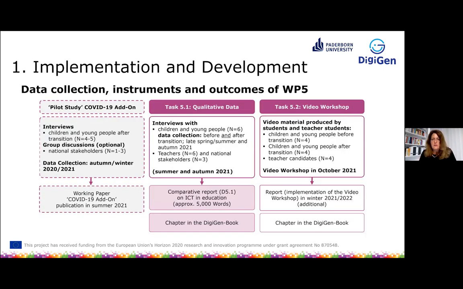When you have a look at what we are doing in this work package 5, you see that we originally planned for two tasks, task 5.1 and task 5.2. 5.1 is maybe the heart of work package 5, which is about collecting qualitative data before children and young people go through a formal transition in their school times. So for example, in Germany, we are now in the period of collecting data from fourth grade students. And we are planning to catch up with the students in autumn again and have them look back to the transition phase and also give their perspectives on ICT in education when they have made the formal step of the educational system.